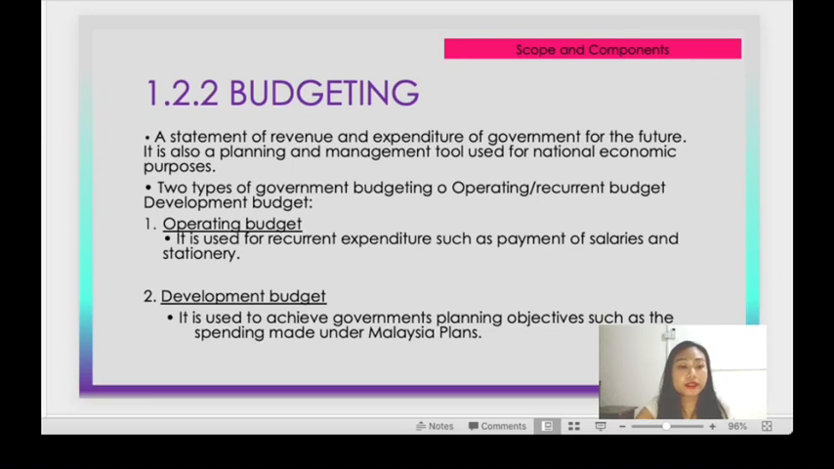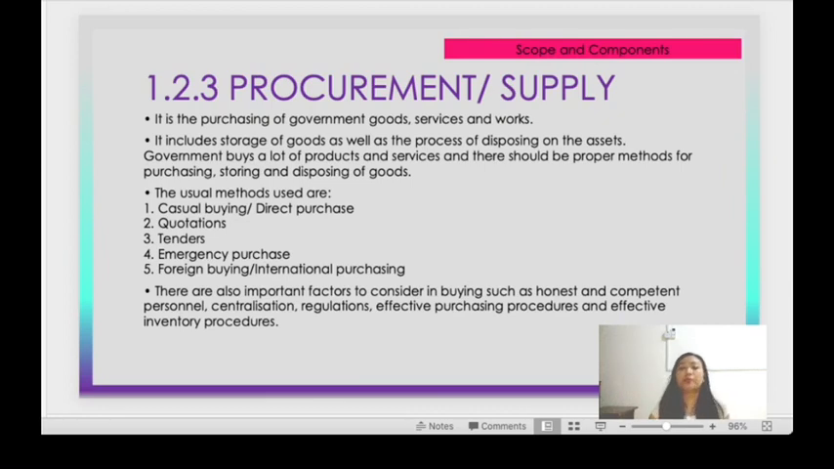Next one is procurement or supply. Always remember, guys, procurement is about supply, and supply is about the purchasing of government goods, services, and works. It includes storage of goods as well as the process of disposing of the assets, in which government buys a lot of products and services, and there should be proper methods for purchasing, storing, and disposing of goods. There are also important factors to consider in buying, such as honest and competent personnel, centralization, regulations, effective purchasing procedures, and effective inventory procedures.